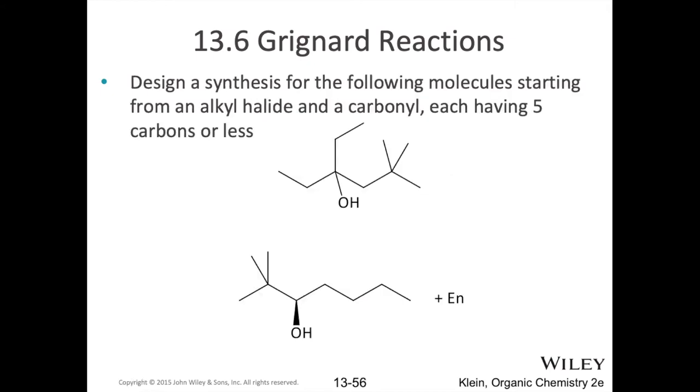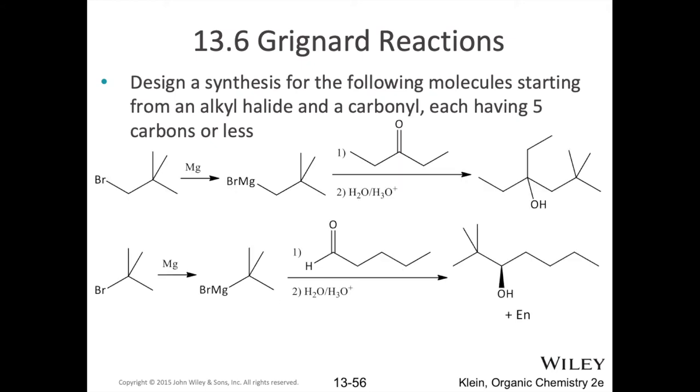Okay, so let's practice this. Have a look at these molecules here and see if you can make these corresponding products, but starting off with pieces that have 5 carbons or fewer. If you've paused this and joined us again, you can see here's how we would do that. Notice that we start off with an alkyl halide. This alkyl halide has 1, 2, 3, 4, 5 carbons. Again, that's the max you can get to.